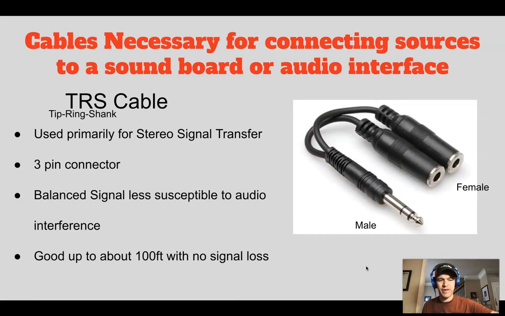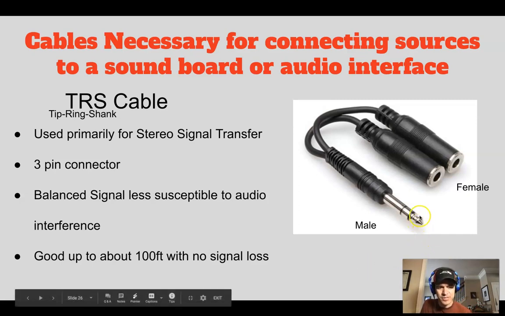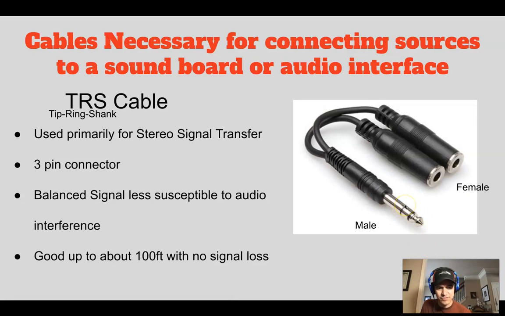Now this looks very similar to what you just saw on the TR cable, but this time, if you'll notice, there are two dividing lines instead of just one. So now we have the tip, the ring, and the shank. TRS. That is a 3-pin connection. Now that we are in a 3-pin connection, we are now back to a balanced signal.